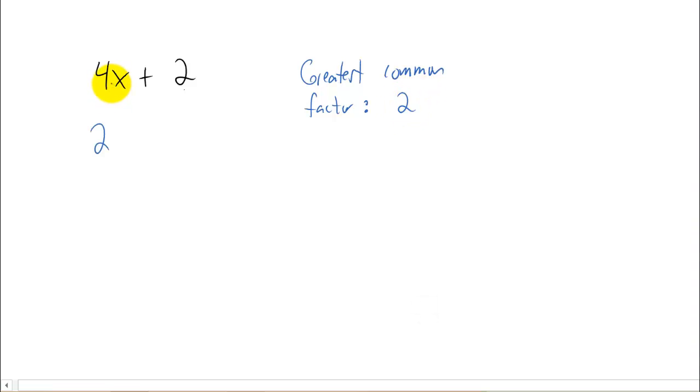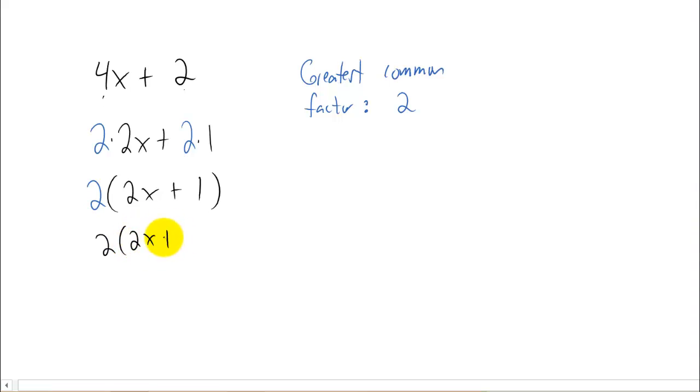Now, if we pull a 2 out of 4x, you'll notice that 4x can be written as 2 times 2x. Now, pulling a 2 out of this term right here is a little bit tricky. You can actually write 2 as 2 times 1. So now when you pull your 2 out of your parentheses, what you're left with inside the parentheses is a 2x plus a 1. And the answer, if you factor 4x plus 2, is 2 times (2x plus 1), and that's it.